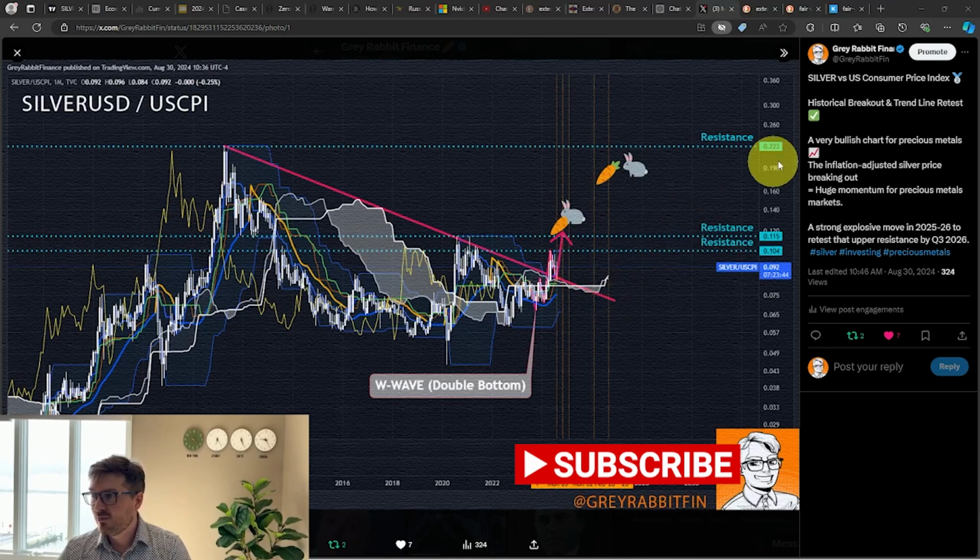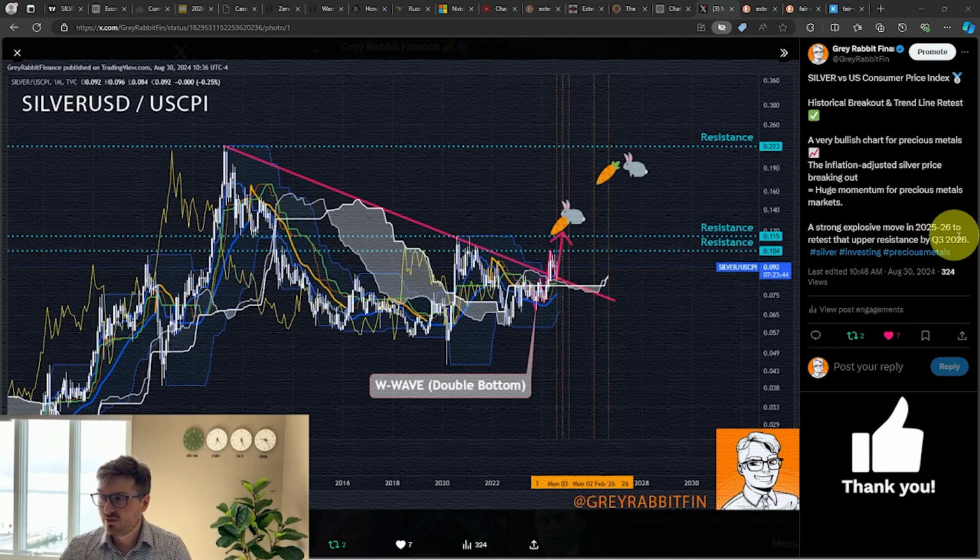And so guys, what does that mean? This is a very bullish chart for precious metals. The inflation-adjusted silver price breaking out equals huge momentum for precious metals markets. A strong explosive move into 2025 and 2026 to retest that upper resistance, based on my time cycles, by Q3 2026. So guys, keep that in mind.